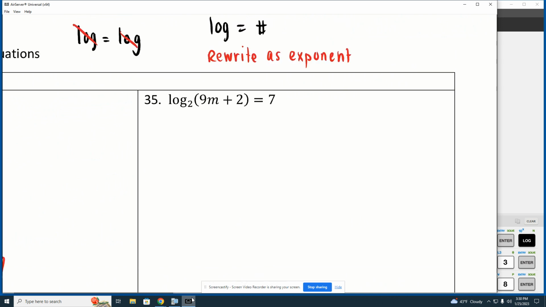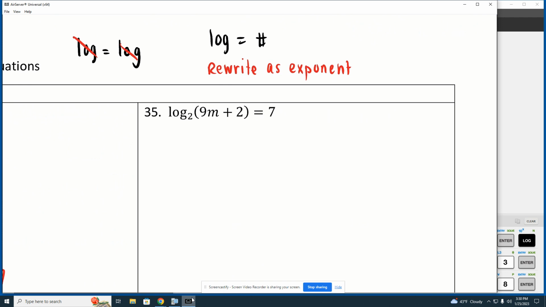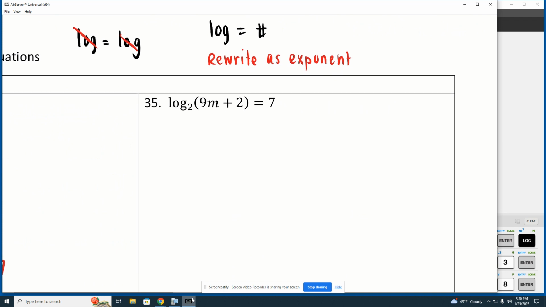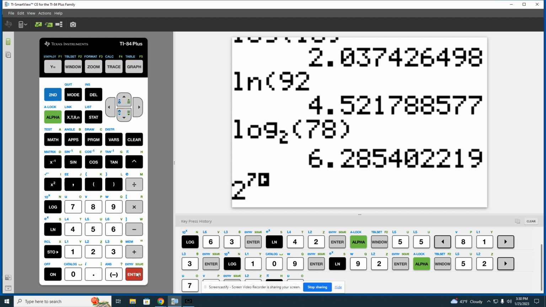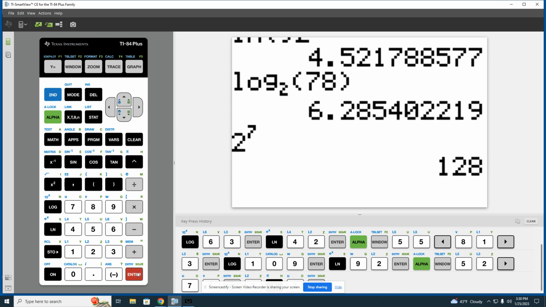So we've got here log equals a number. So we're going to rewrite it as an exponent. So the base of my log, 2, becomes the base of my exponent. And then just like we were setting those up earlier, we're going to do the loop. 2 to the 7th power equals 9m plus 2. So go to your calculator, and 2 raised to the 7th power is 128. So 128 equals 9m plus 2.